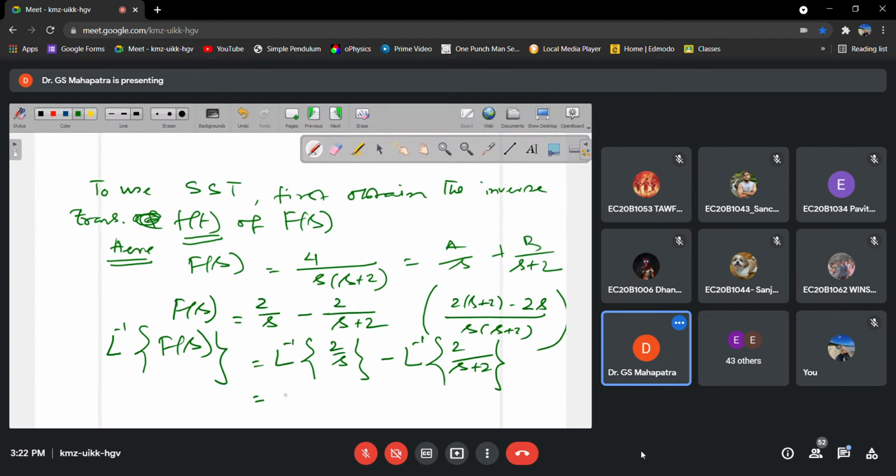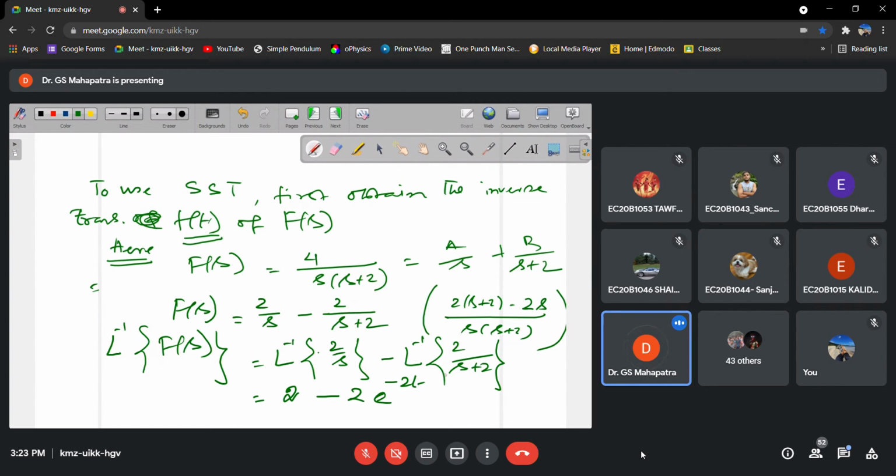2 by s, whose Laplace transform is 2 by s? The function f of t. 2t or 2? 2, so that is 2 only. What is the function whose Laplace transform is 2 by s plus 2? 2 into e power minus 2t. So minus 2 into e to the power minus twice t.